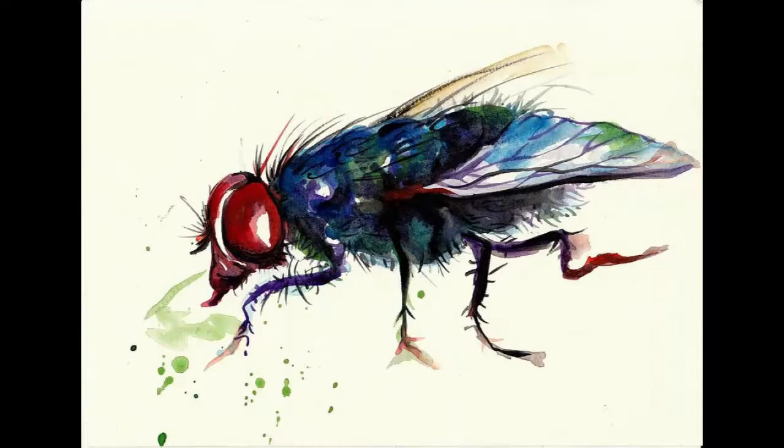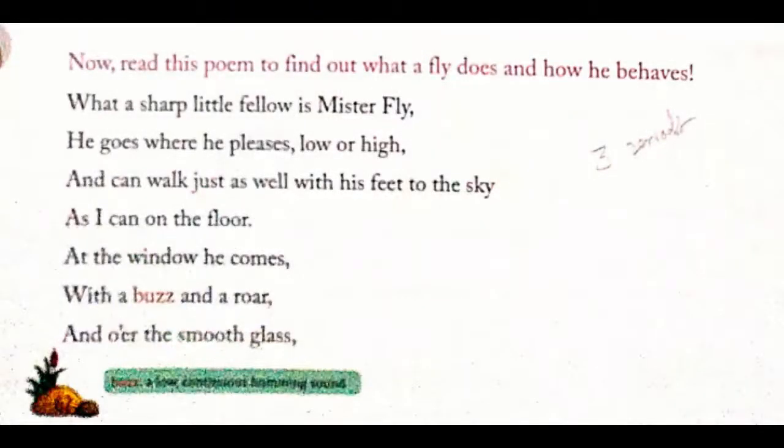Now I'm going to read out the poem to you first, and after that I'm going to explain the poem. So keep on watching from beginning to end, pay attention, keep on hearing properly and try to understand. So let's read the poem. Pay attention. I'm going to read out the poem for you as it is in the textbook.